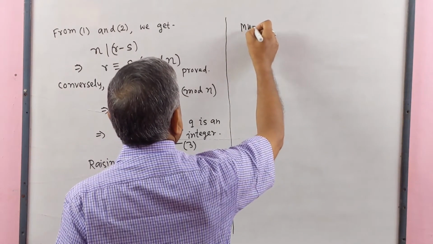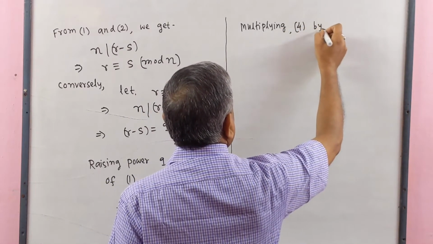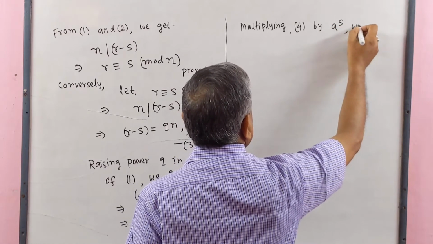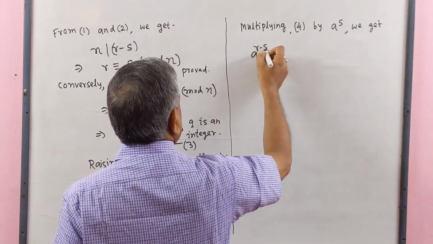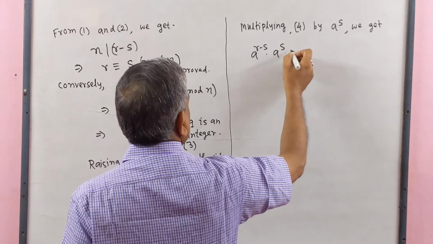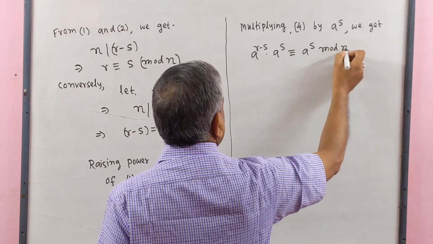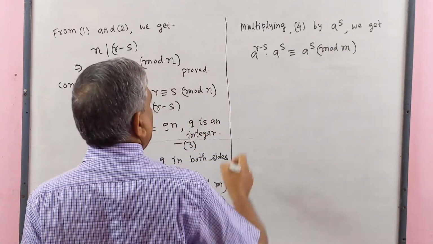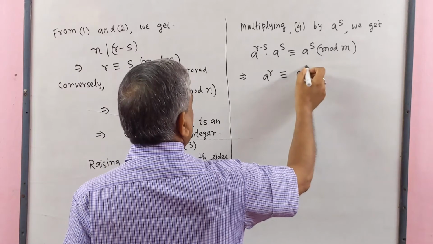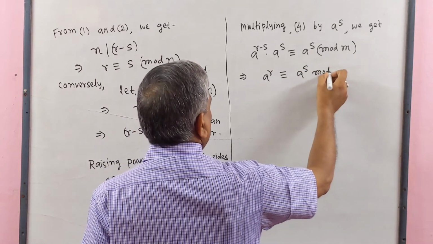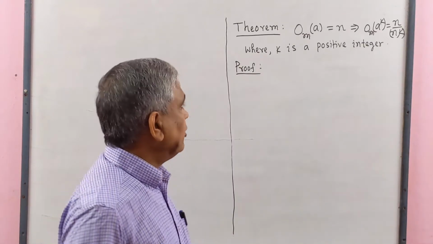Multiplying 4 by a to the power s, we get a to the power r minus s into a to the power s is congruent to a to the power s modulo m, implies that a to the power r is congruent to a to the power s modulo m. Proved. Now we prove a theorem.